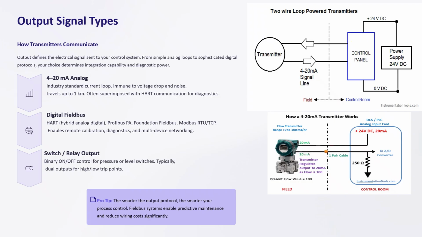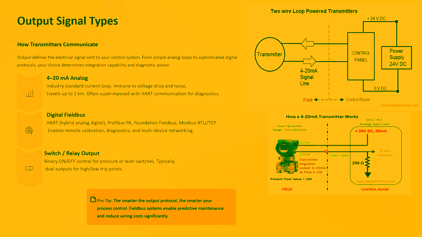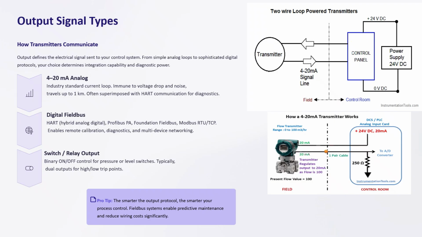Digital communication. HART is a hybrid system. It carries a standard 4 to 20 mA output and a digital signal on the same wires. This allows you to perform remote calibration, configuration, and diagnostics. Fully digital Fieldbus systems include Profibus PA, Foundation Fieldbus, and Modbus RTU or Modbus TCP. These systems allow multiple transmitters to operate on a single network, ideal for smart plants, DCS, and modern automation setups.